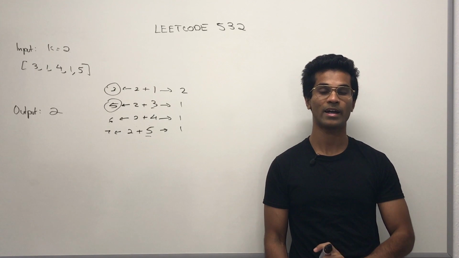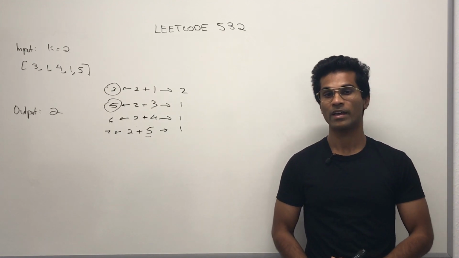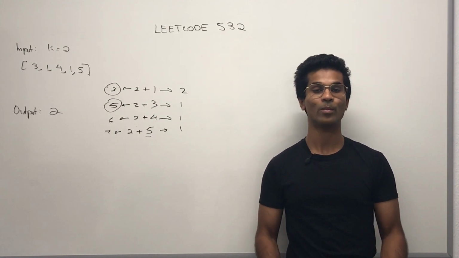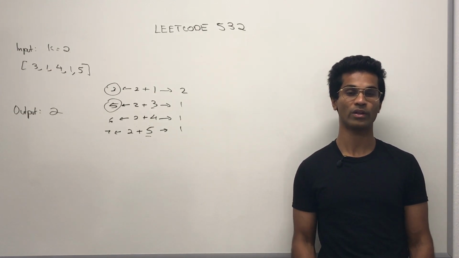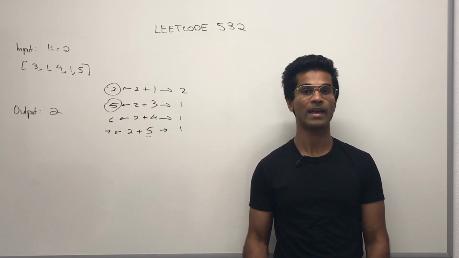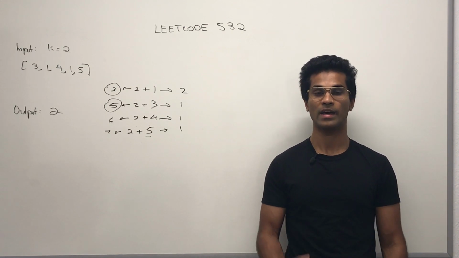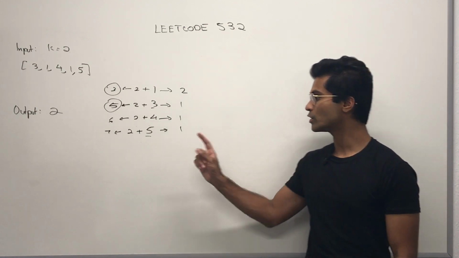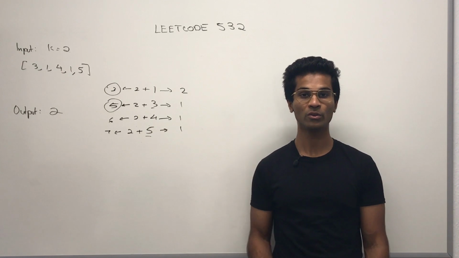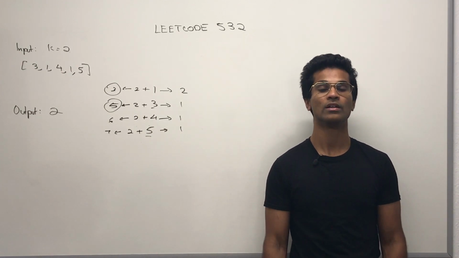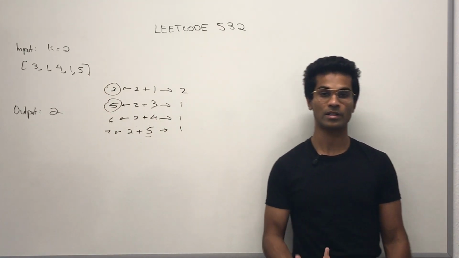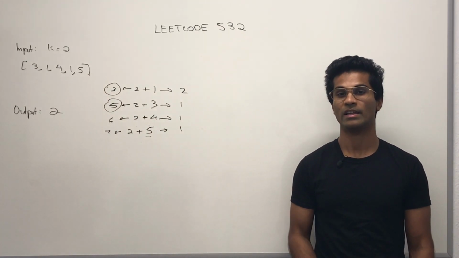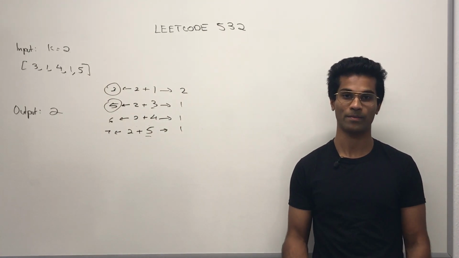Now, k actually has some edge cases. If k is negative, then our output is going to be 0 because absolute difference is never going to be negative. If k is equal to 0, then we are going to look for entries which have a value of at least 2. So for example, our 1 is repeated twice. If k was 0, then our pair would be 1, 1.